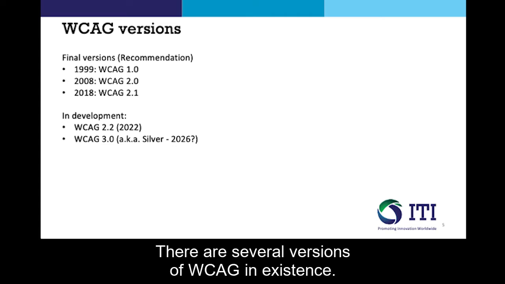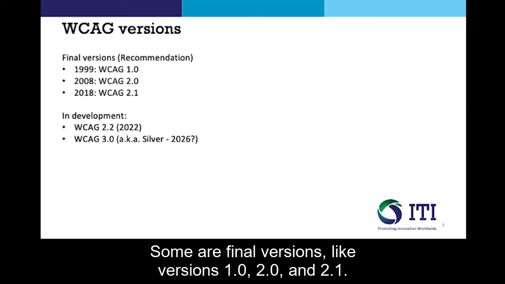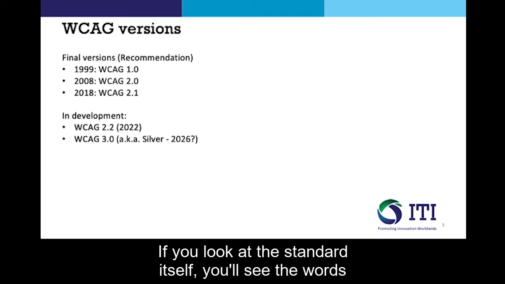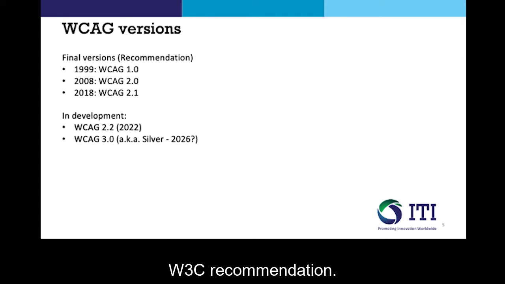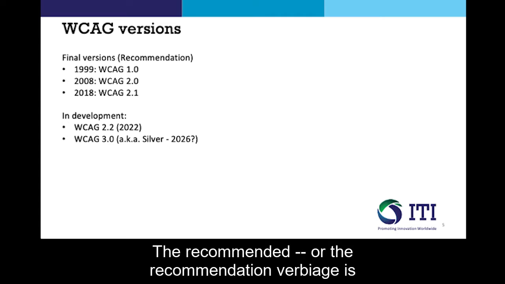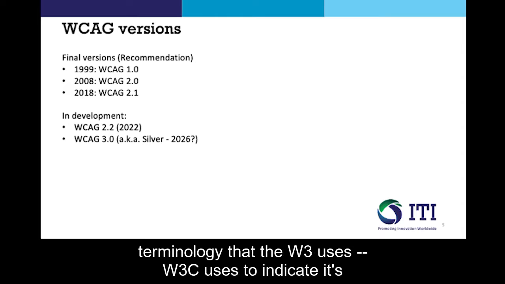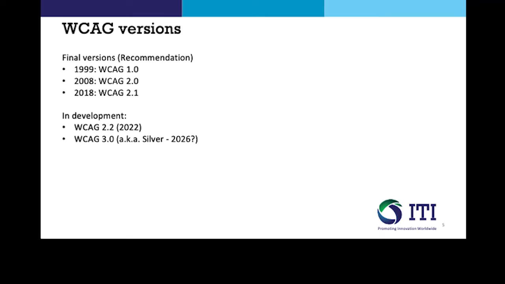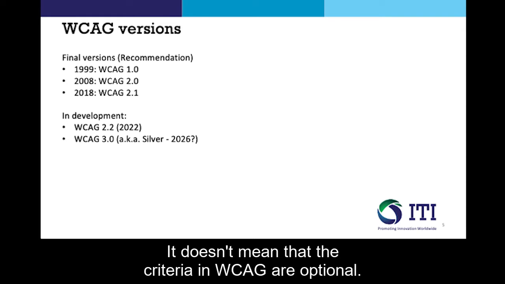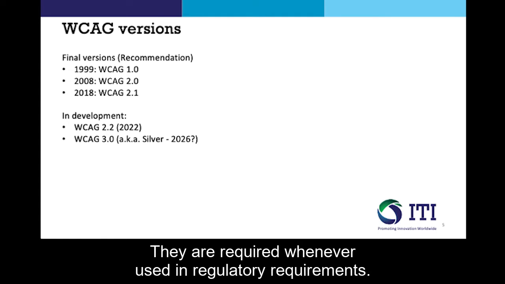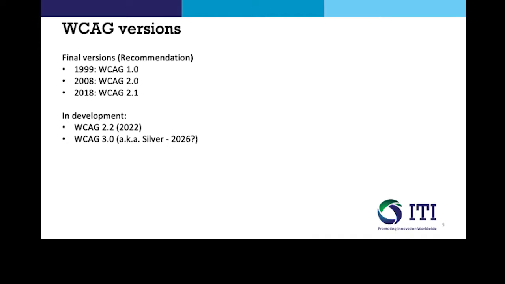There are several versions of WCAG in existence. Some are final versions, like versions 1.0, 2.0, and 2.1. If you look at the standard itself, you'll see the words W3C Recommendation. The recommendation verbiage is terminology that the W3C uses to indicate it's a finalized standard. It doesn't mean that the criteria in WCAG are optional. They are required whenever used in regulatory requirements.